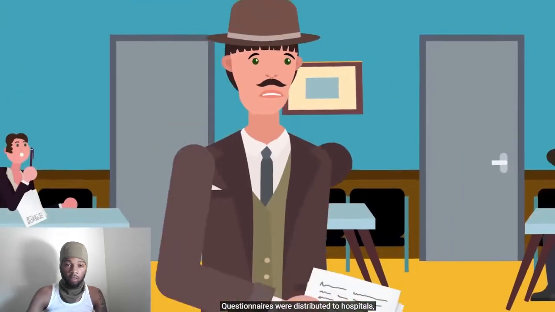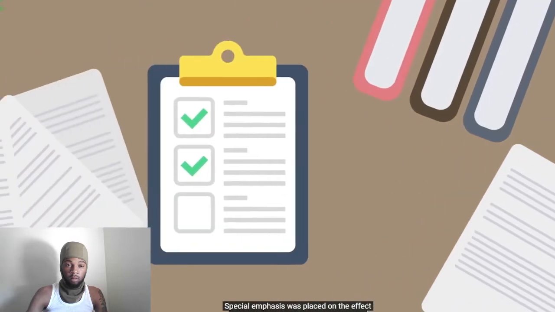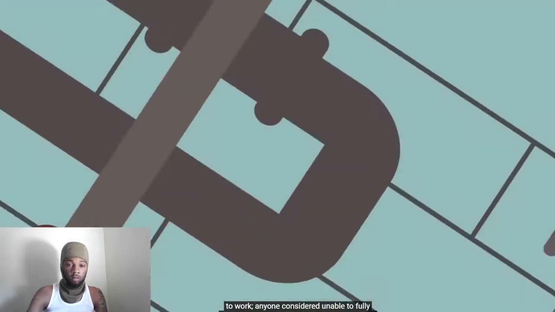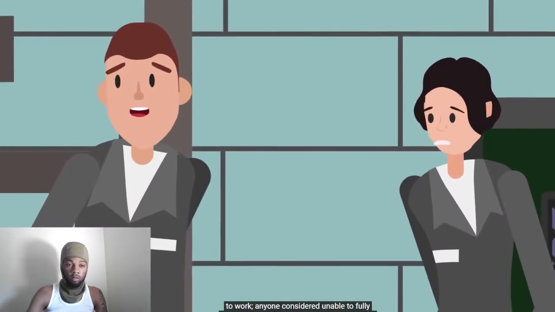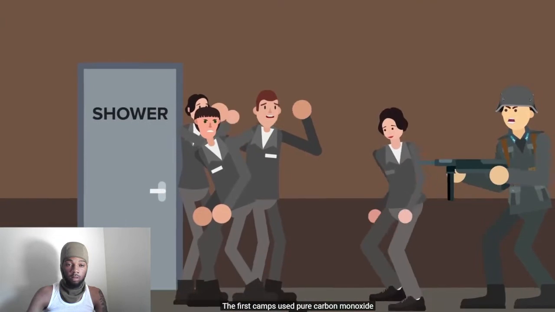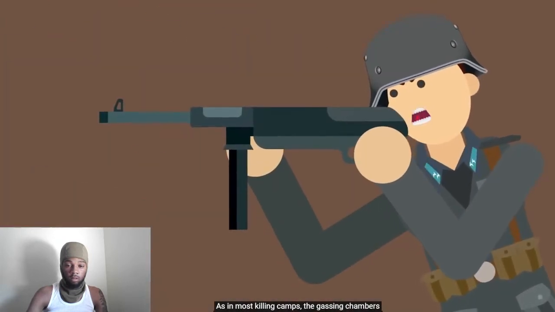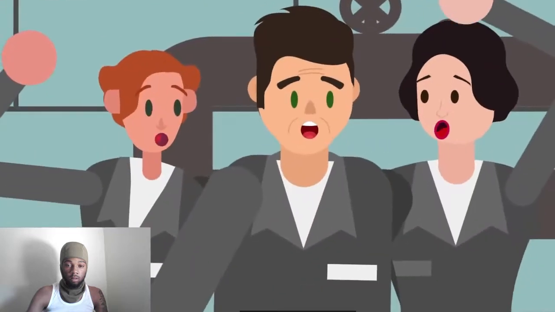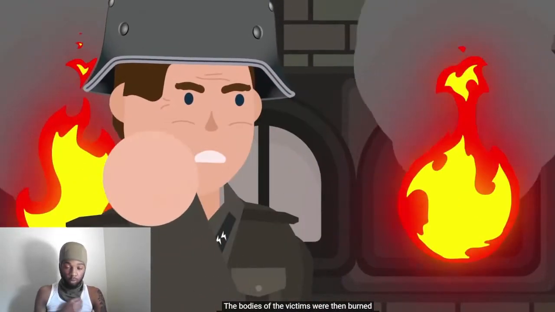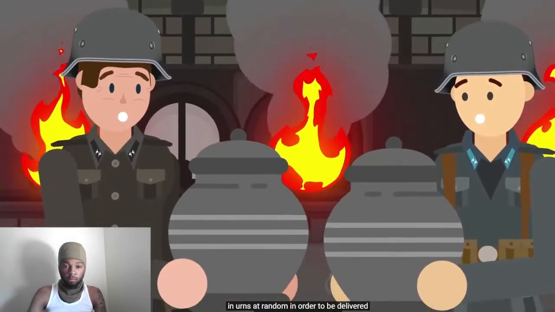Questionnaires were distributed to the hospitals with patients filling in information about their health issues. Special emphasis was placed on any effect the conditions had on the patient's ability to work. Anyone considered unable to fully participate in the labor force was transported to these camps and killed. The first camps used pure carbon monoxide gas, as in most killing camps, the gas chambers were disguised as showers, so patients wouldn't know the fate that awaited them. The bodies of their victims were then burned in adjacent crematoria, and ashes were placed in urns at random in order to be delivered to their family members.